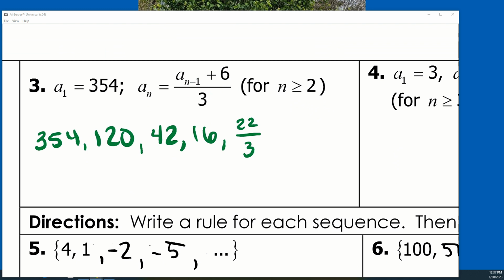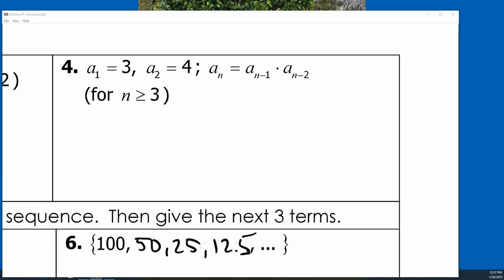All right, we're going to do one more of these, and then we're going to write the rule. All right, so here we go. This one's a little different, but it's nice. They gave us the first 2 terms, 3 and 4. So we have 2 out of the 5 that we need to find.